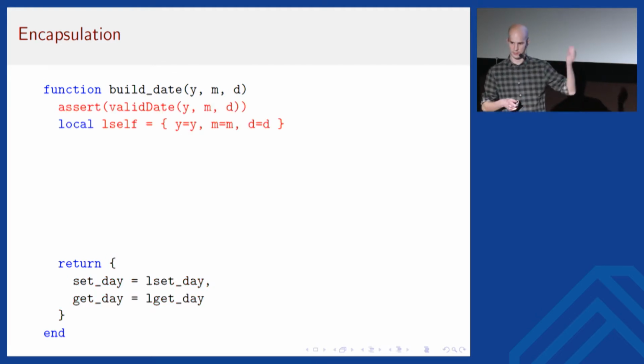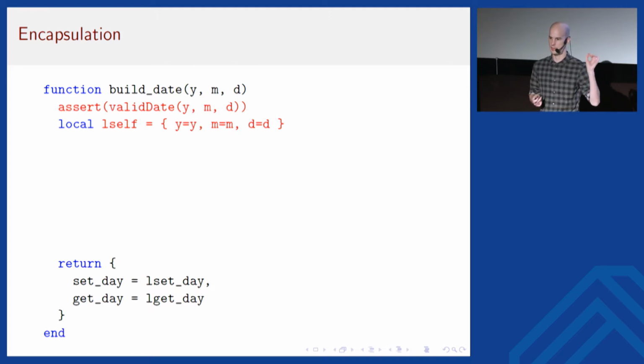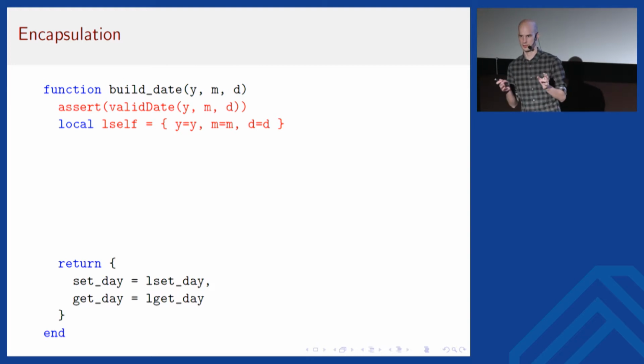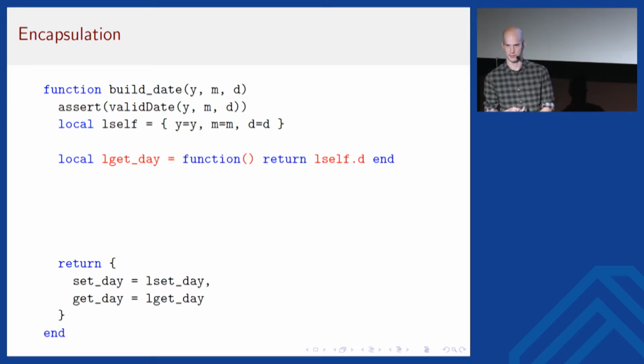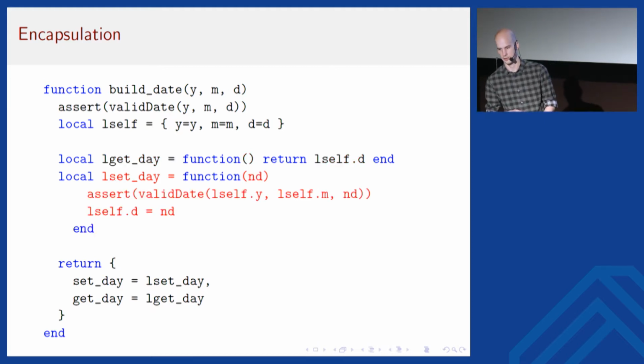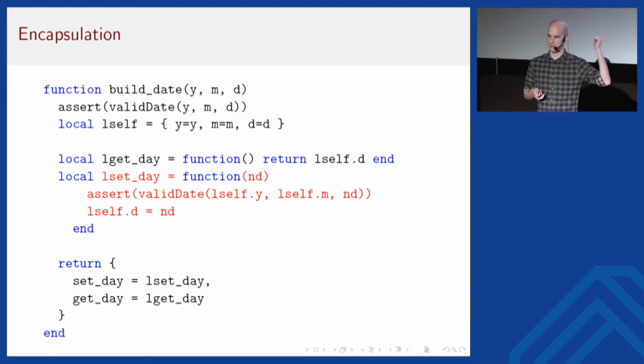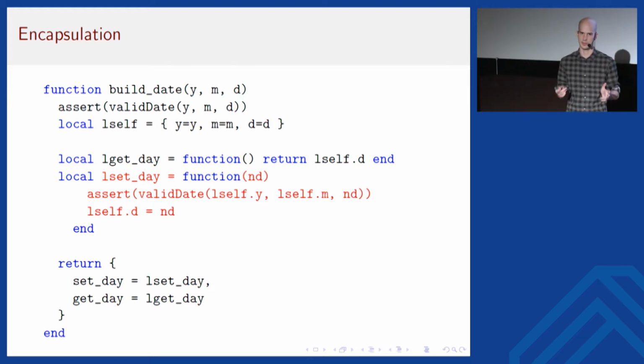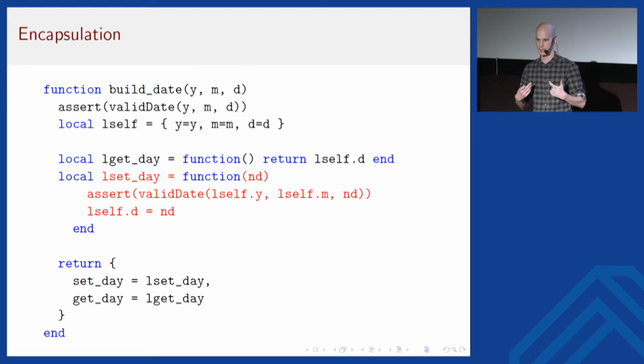Then in the factory function, you create a local table that contains the actual data. So this is the associative array with the 3 fields that you can access directly. And then we actually do the same trick as we did before with the counter. We define our getter and setter functions as local functions in here, and they pull in the local self table that contains the actual data into the closure, and that's how they access it.